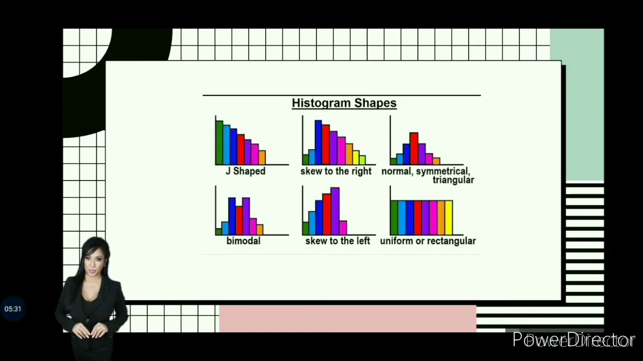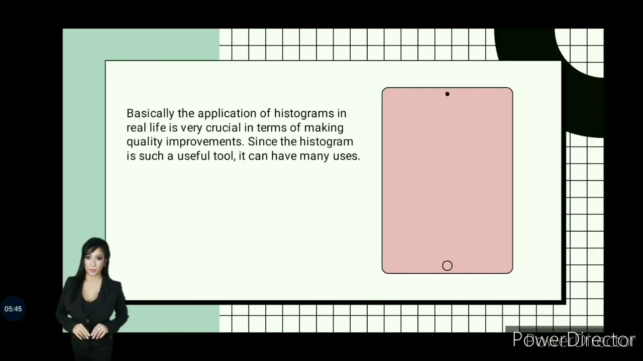Histogram shapes: J-shaped, skewed to the right; normal, symmetrical triangle; bimodal; skewed to the left; and uniform or rectangular. Basically, the application of histograms in real life is very crucial in terms of making quality improvements.